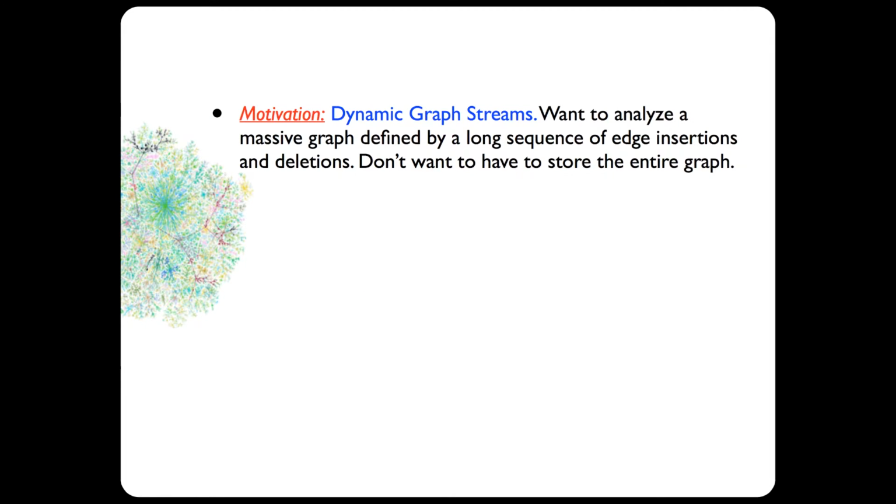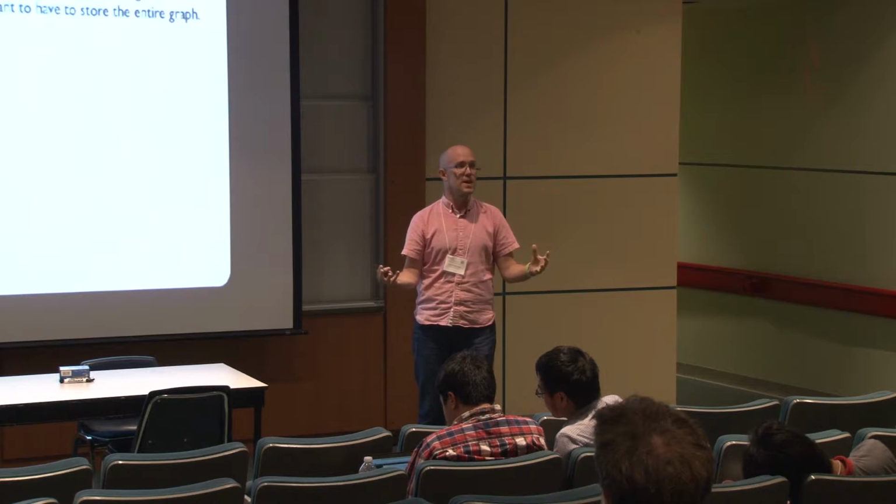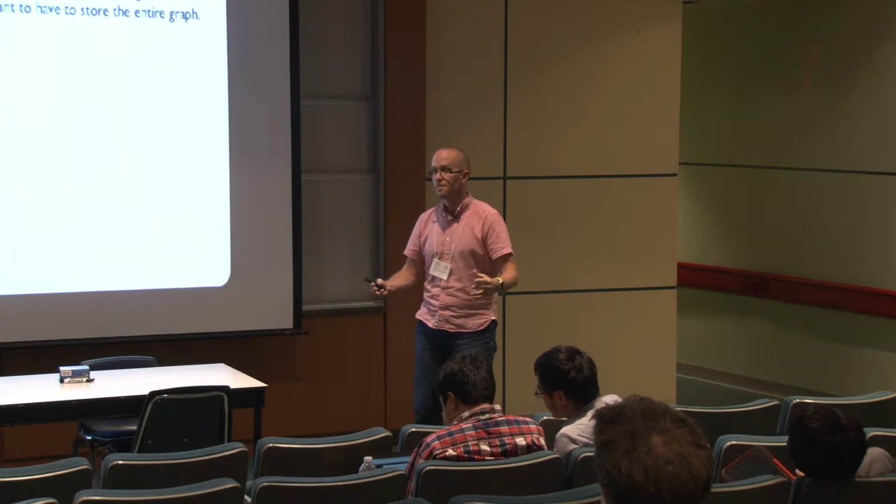Okay, so a lot of what I'm doing, all the work I'm going to talk about and all the work in these papers, is motivated by the problem of trying to process dynamic graph streams. So the idea is you want to analyze a massive graph that's given to you, that's defined by a sequence of edge insertions and edge deletions. And you're trying to process these graphs under the normal constraints of the data stream model, so you've got a small amount of space and you want to process each update very quickly.